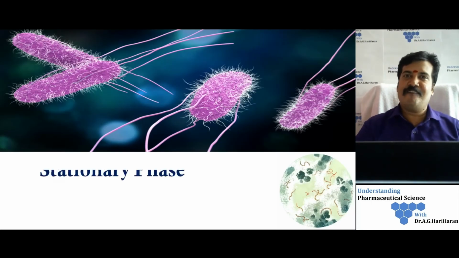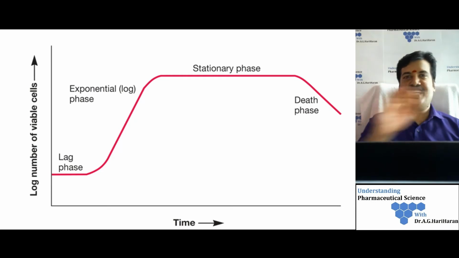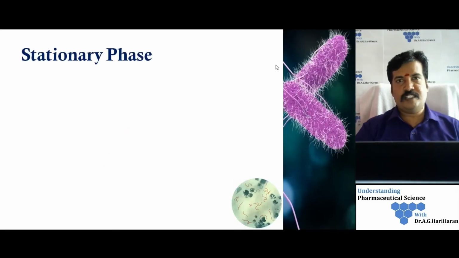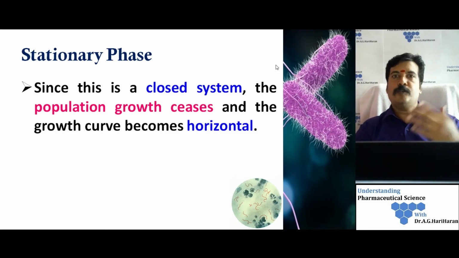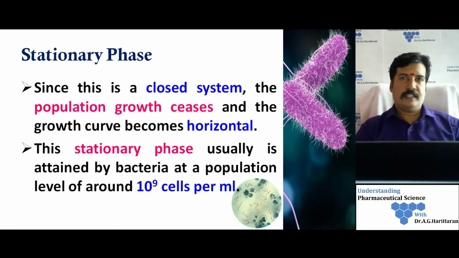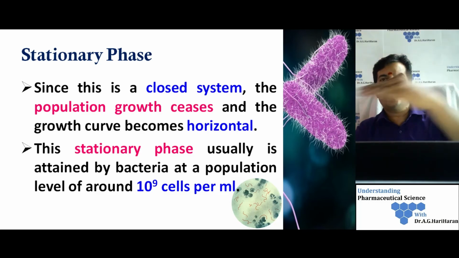Then the third phase we call the stationary phase. So it becomes a stagnant line. As you can see from the picture, the third one is the stationary phase. The stationary phase generally arises because the nutrients started depleting. Since it is a closed system, a batch culture, the population growth will start to cease because of nutrient unavailability or toxin formation. The growth becomes horizontal in nature.